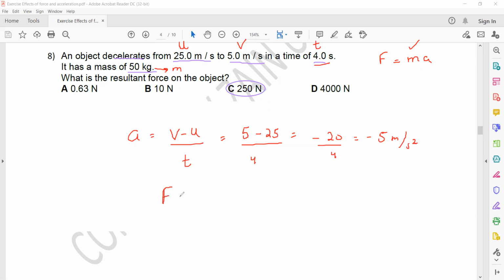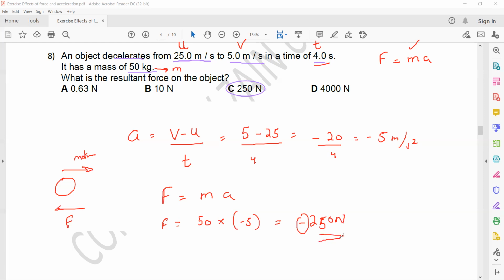When we are finding the force, F equals ma. So m is the mass, which is 50, multiplied by the deceleration, which is minus 5. So 50 times minus 5, we get minus 250. What does the negative sign show? This negative sign for the force shows that the direction of the motion and the direction of the force are opposite of each other. That's why we are getting a negative answer for the force, and the value of the force is 250. So C is the right answer for this. Is it clear? Question 8.